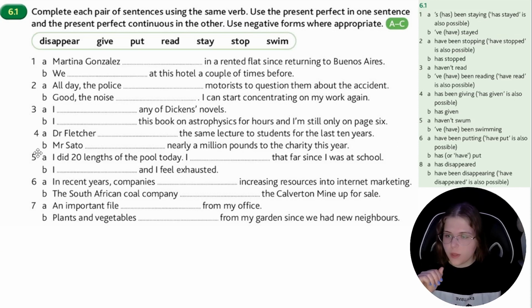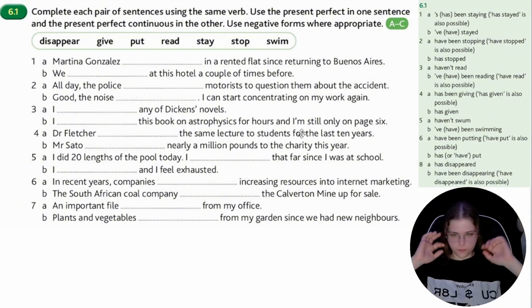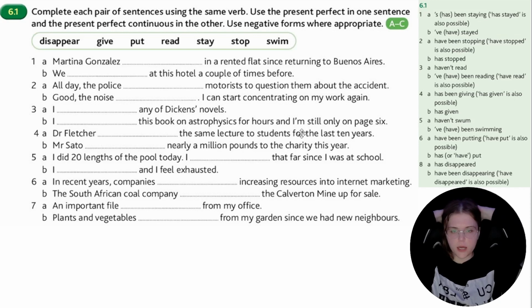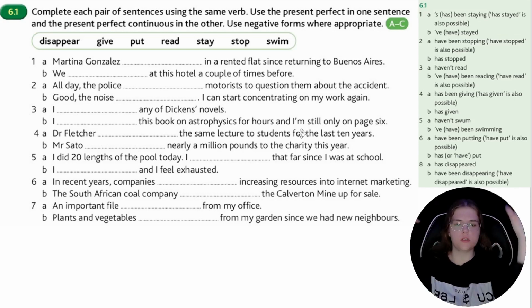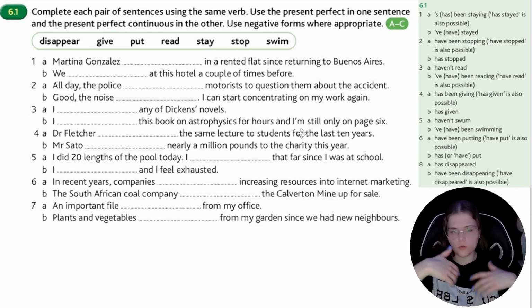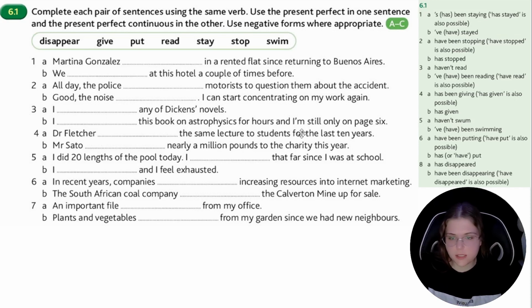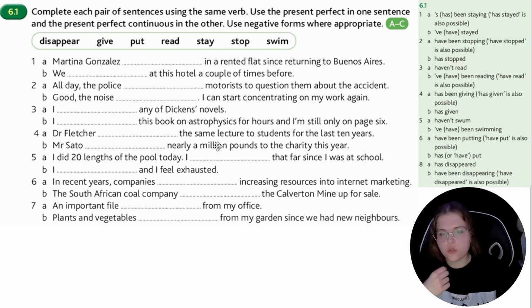So, present perfect. Mr. Stato has been, has given nearly £1 million to the charity this year. Charity, when you give something for charity, means that you just give this money to somebody, maybe not money, and you have nothing from it. You just give them, and people use them for their needs, and so on. And what he has given, this is about a result. £1 million. That's it, without any duration.